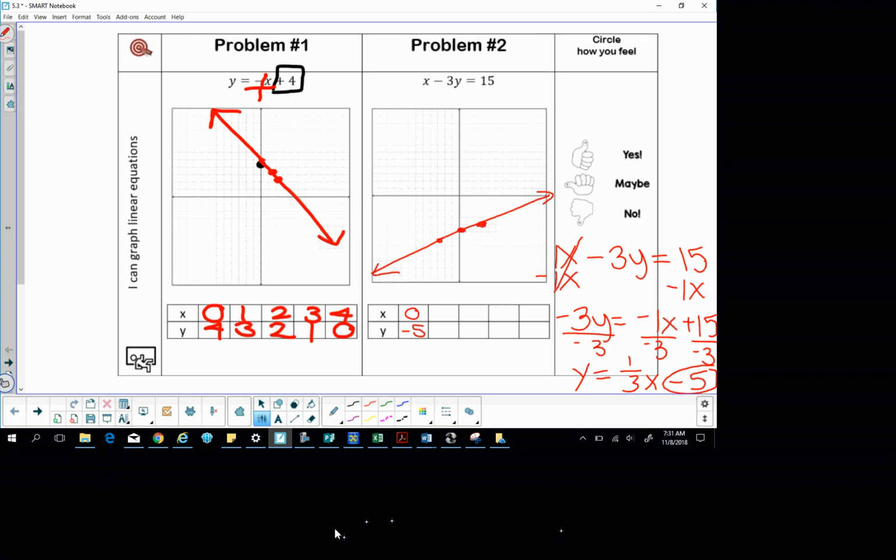So get your notes out for today. It says graphing quadratic functions. And there is no survival guide note for today. It's all in this book.